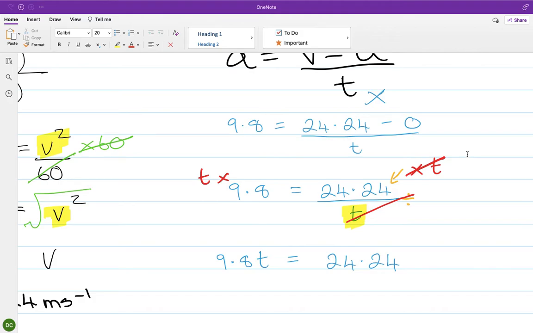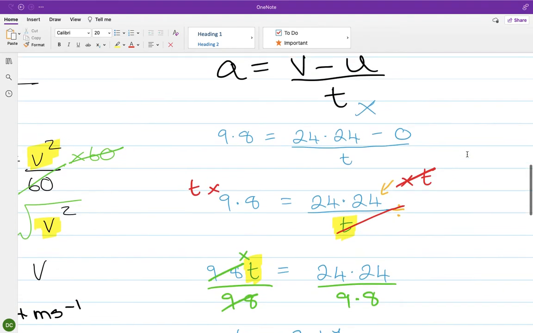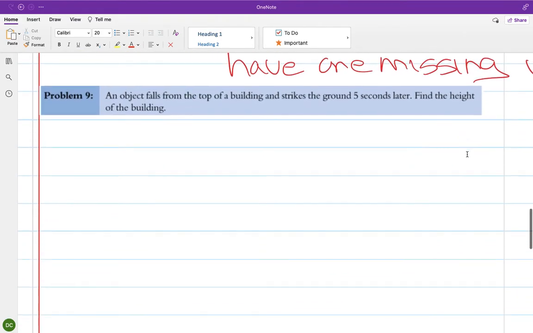Then I want to still isolate the t. At the moment, that t is being multiplied by 9.8. So to undo that, I divide by 9.8. That cancels out the 9.8 and isolates my t. But if I divide by 9.8 on the left, I have to divide by 9.8 on the right. So that gives me 24.24 divided by 9.8 is 2.47 seconds. And that's my time. Okay? So that's that one finished. And we'll have a quick look at this one just because obviously I did that in 2 parts.